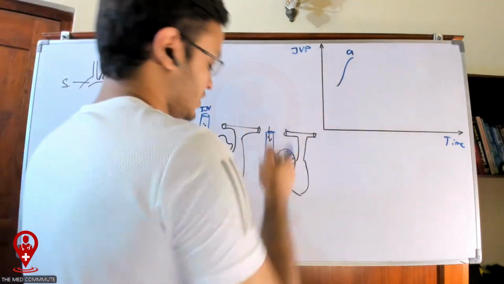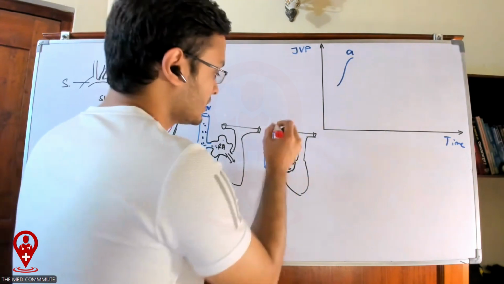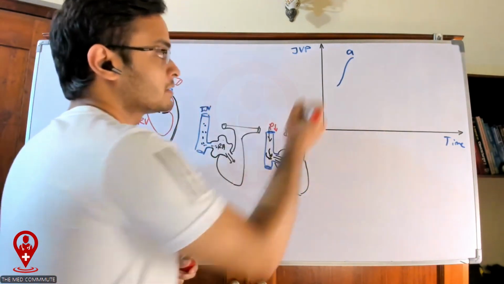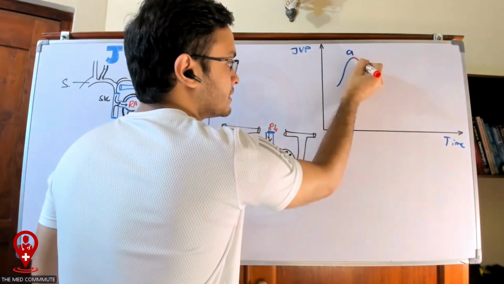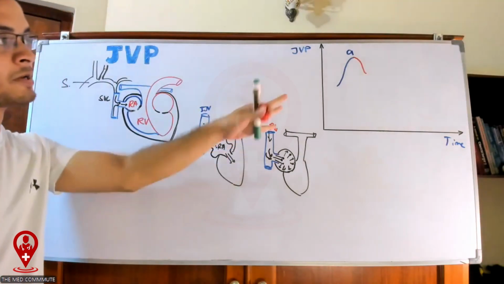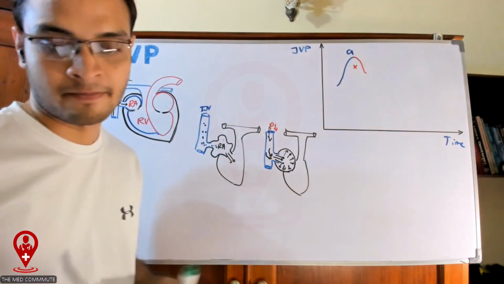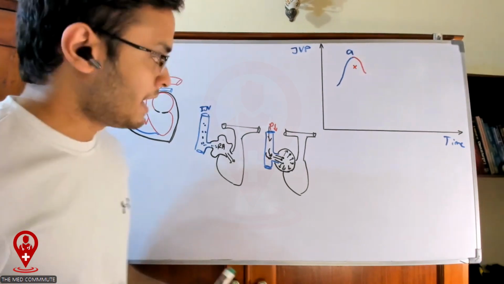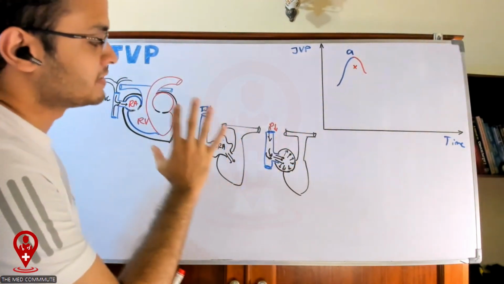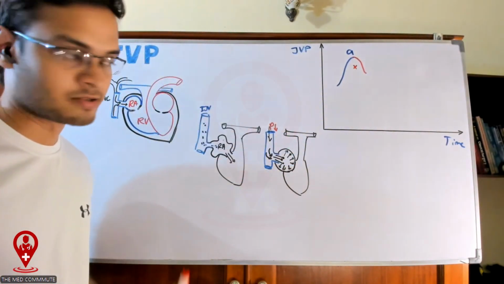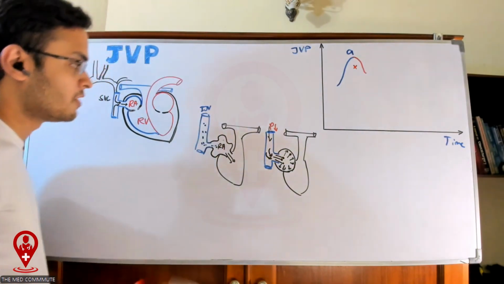The pressure within the internal jugular vein starts dropping. So let me draw that in a different color. The pressure here starts dropping, so I will draw that in this red. This is what we call, guys, the X descent. I hope you all are clear with this right atrial systole and the relaxation. Now we will move on to the ventricle.